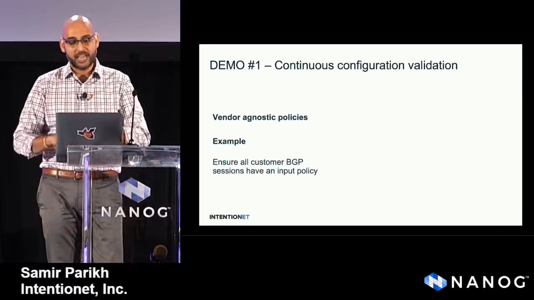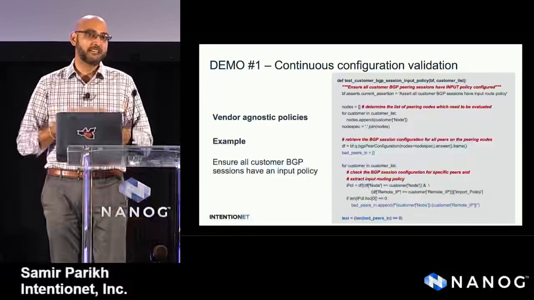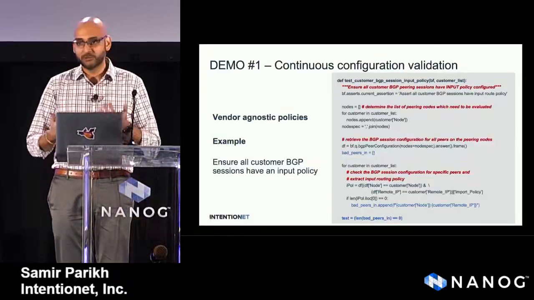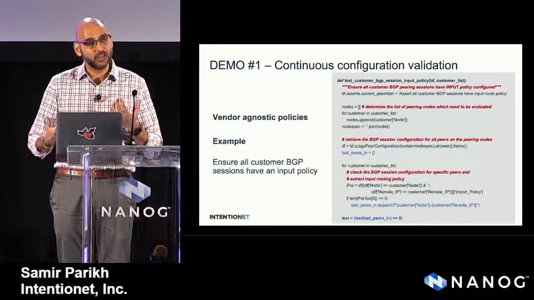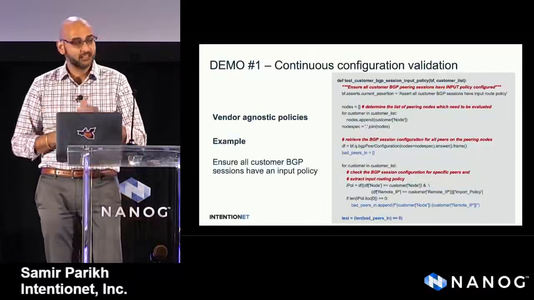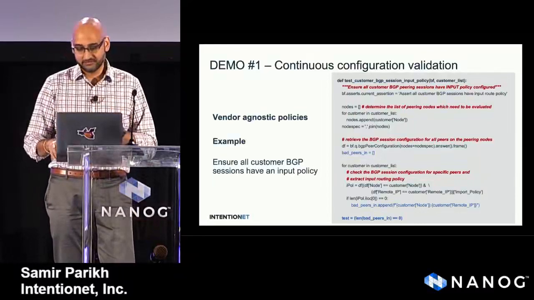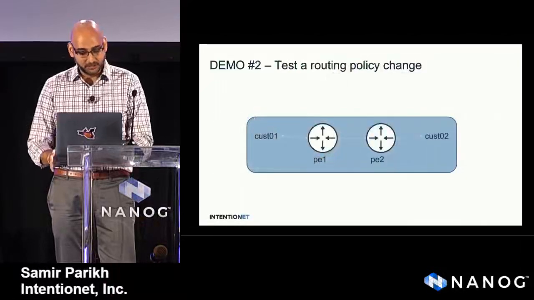So here, I have a policy that's wanting to make sure of something simple: that I don't ever configure a BGP session to a customer that doesn't have an input policy. Seems like a pretty basic thing you'd want, easy to encode and write in Batfish in a vendor-agnostic way, so you don't have to worry about, again, the differences of how vendors express policy and how they attach policy to peering sessions. So let me go and show you that in action.